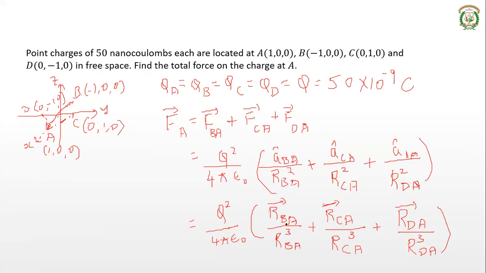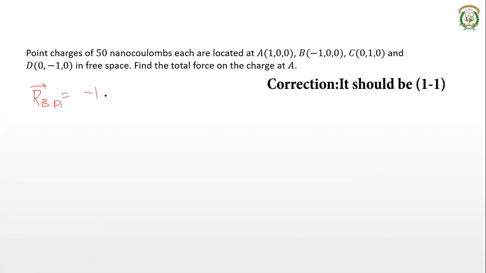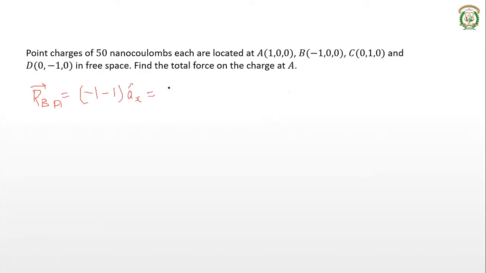Now we have the values of Q and epsilon naught. Our task is to find RBA, RCA, and RDA. Can you do that? Note down this equation and find RBA, RCA, and RDA, then substitute them and you will get the answer. Since you know the points A, B, C, and D, what is RBA? It is the X component of B minus the X component of A, the Y component of B minus the Y component of A. It is very simple because the Y and Z components are zeros. So minus 1 minus 1 AX, which is minus 2 AX.